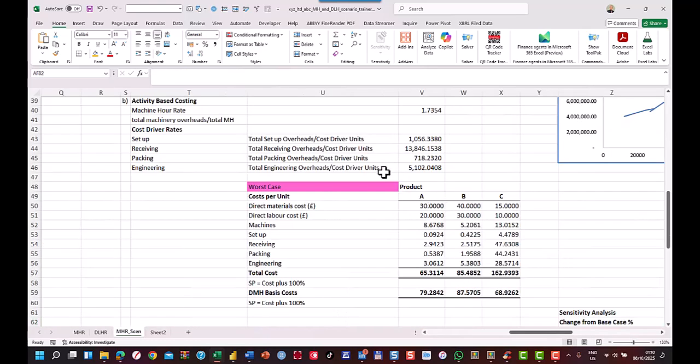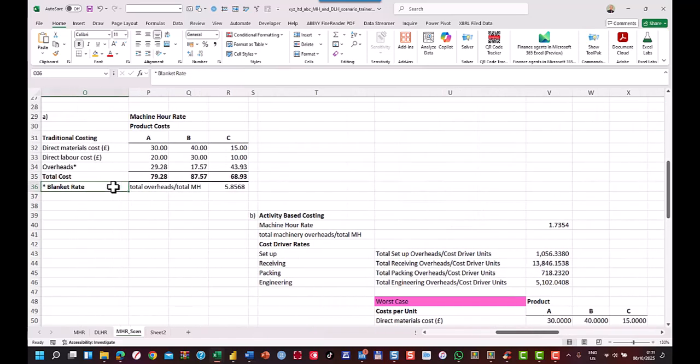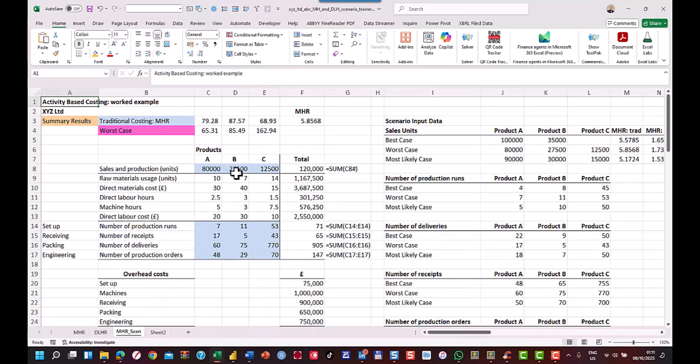All the answers are here for the ABC, that is. Machine hour rate, setup costs, all the way down to engineering. And so now we know that 65, 85, 163, they are the ABC total cost of production. I've got the traditional cost accounting cost here. And so therefore, top left-hand corner, they're the summary of each of those. But we've done this through a scenario, so let's watch what happens now.